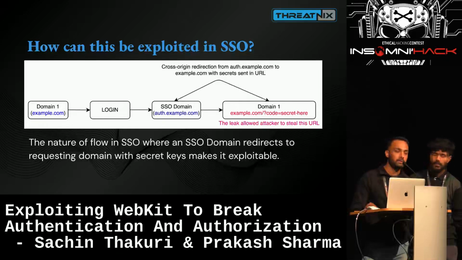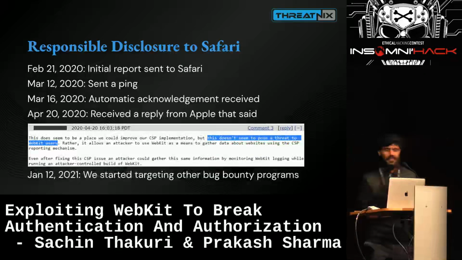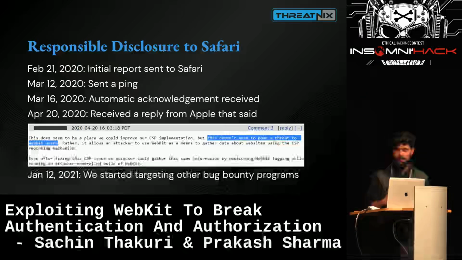In today's modern applications, where authentication and authorization are heavily dependent on technologies such as OAuth, SSO, and JWT, where secrets are passed through URLs, the leak of the final redirection URI made applications using these technologies almost always vulnerable. Since this is fixed already, we'll just skip this part. But as you can see, we waited almost a year before we started exploring the vulnerability in the wild.